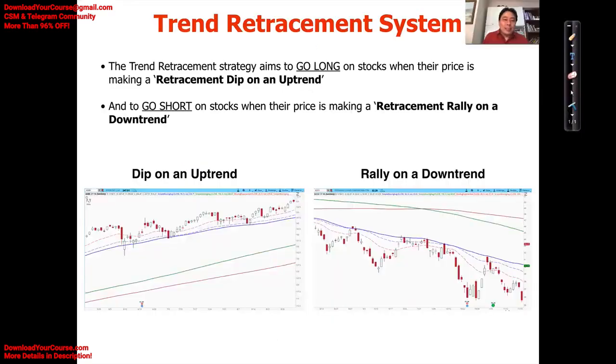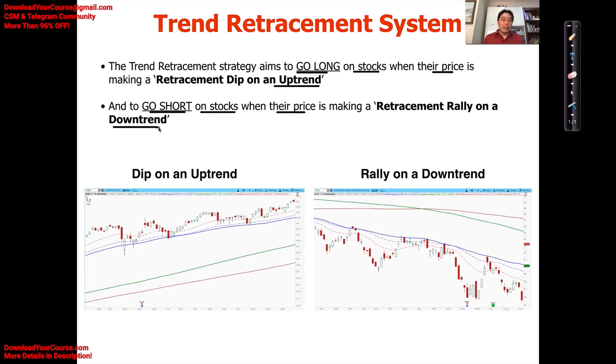Right, so welcome to this lesson on the trend retracement system. This is the first strategy in this advanced course and one of the most powerful strategies, because essentially we'll be trading with the trend. We're going to be buying or going long on stocks when their price is on an uptrend, and going short on stocks when their price is on a downtrend.